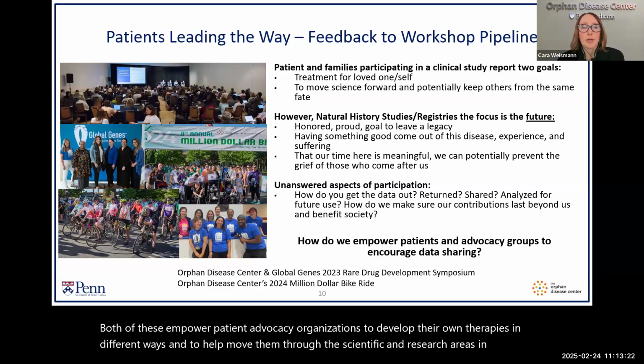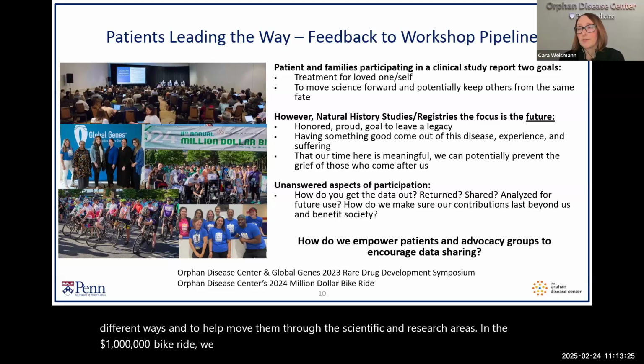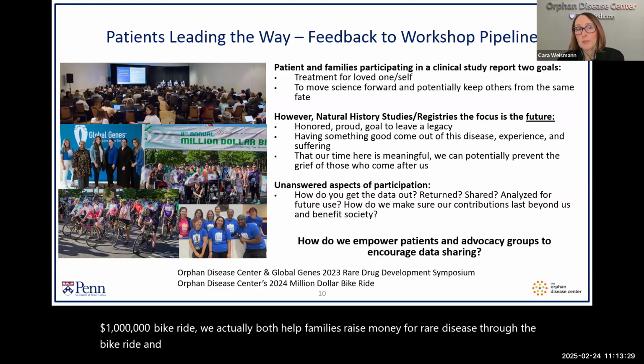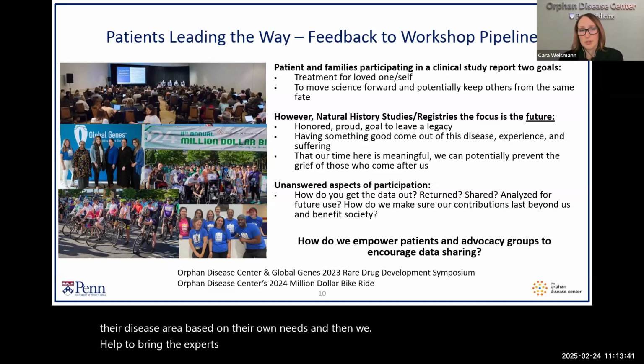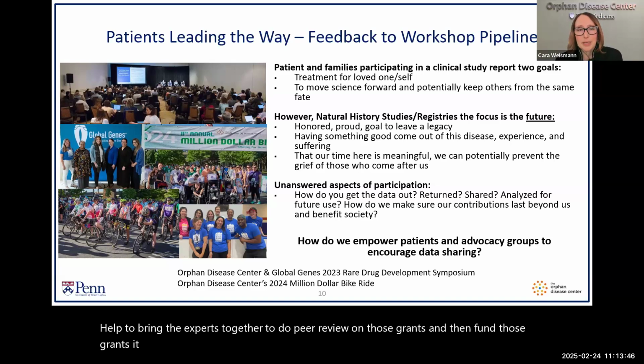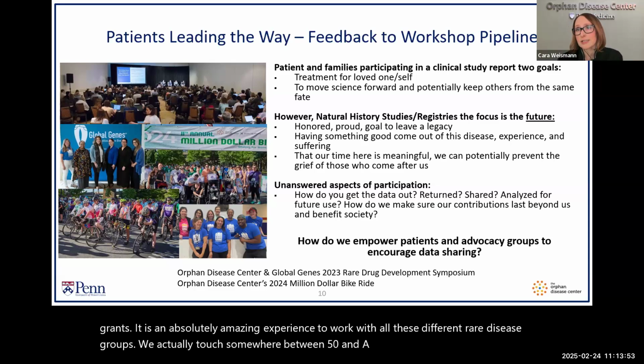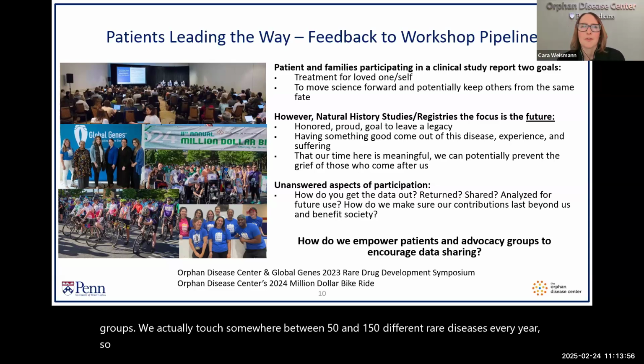In the $1 Million Bike Ride, we both help families raise money for rare disease through the bike ride, and then we run that program for them, specifically focused on funding research in their disease area based on their own needs. And then we help to bring the experts together to do peer review on those grants and then fund those grants. It is an absolutely amazing experience to work with all these different rare disease groups. We actually touch somewhere between 50 and 150 different rare diseases every year. So we get a lot of feedback from people.